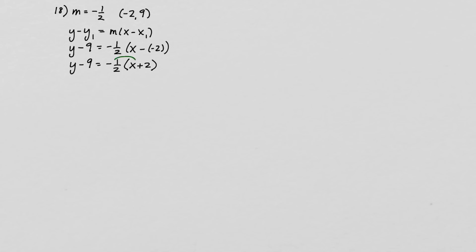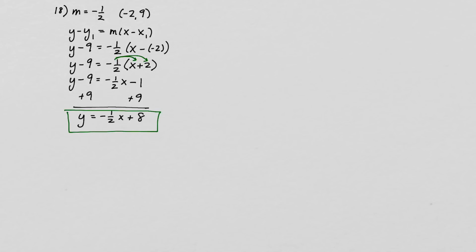And now I'm going to take this whole -1/2 and multiply it times those terms. So y minus 9 is going to be -1/2 x, and -1/2 times 2 is -1. And then I'm going to add 9 to both sides. So y is going to be equal to -1/2 x plus 8. And again, that's your final answer.